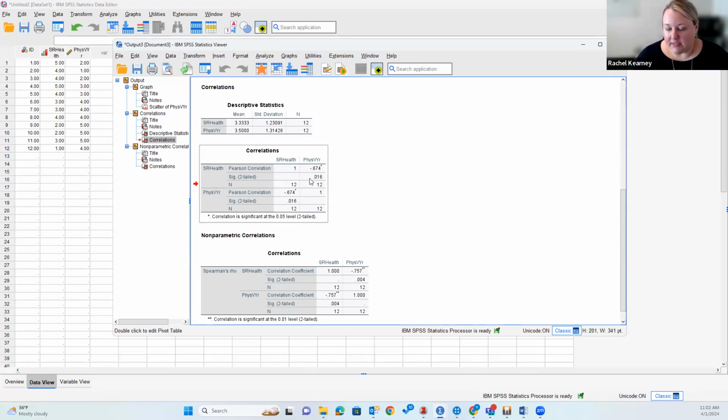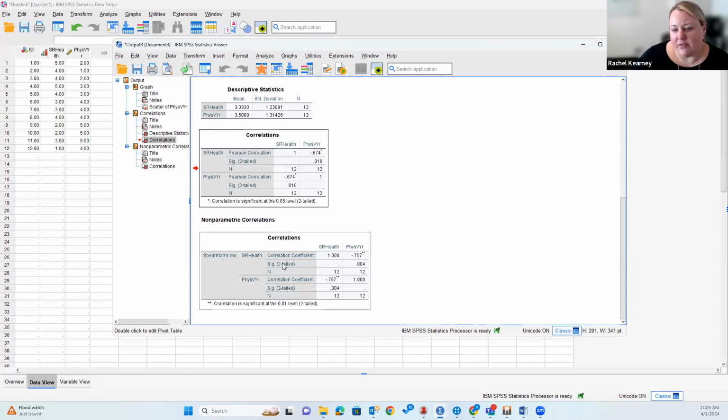Here is your significance. The significance is 0.016, and that is significant because it's less than our set alpha level of 0.05. When you write up your results, this is where your p-value is 0.016. And then this is the number of cases, so you had 12 data sets. That's fairly simple to read and to write up. Remember that this is your R, the correlation, and how to interpret that.